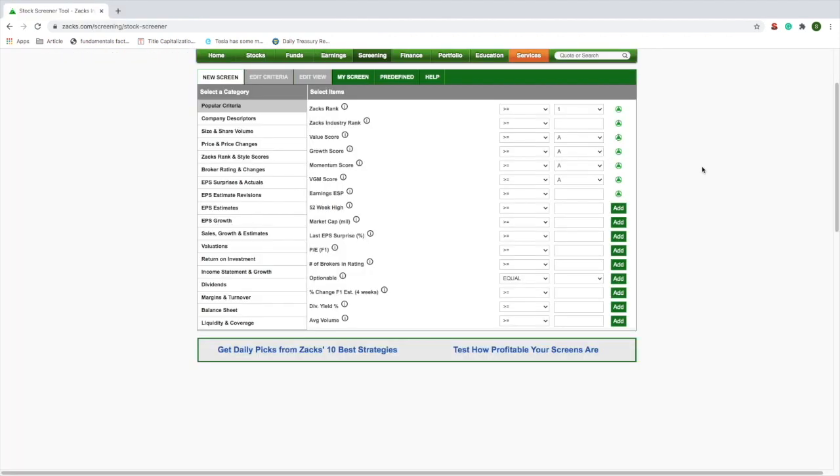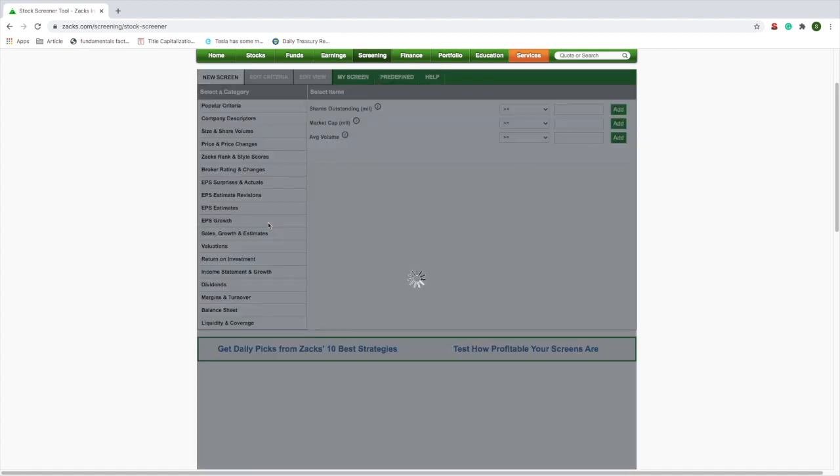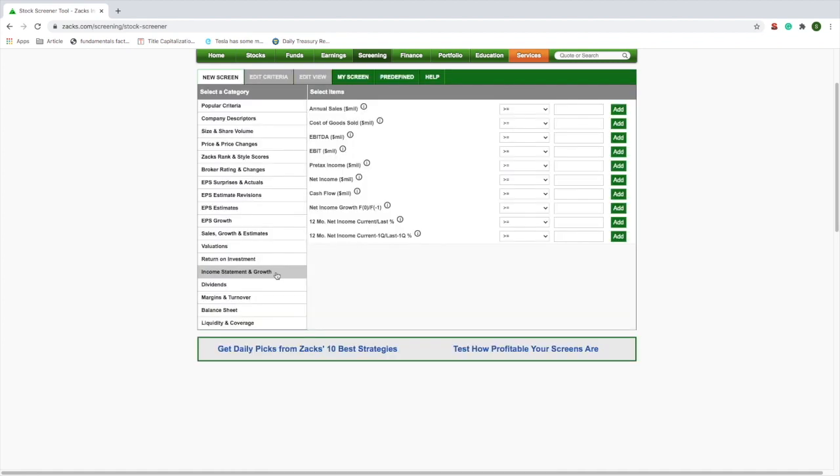So here I am on Zacks Stock Screener. The free screener offers superb functionality, and one of its best and most distinctive features is specifying the exact figure for stock screening. There are dozens of investing and fundamental business metrics, and this stock screener really gets down into the specifics of these different metrics. So as you can see here, if I go to size and share volume, we can choose different metrics based on the size and share volume, EPS growth, earnings per share growth, the same thing, income statement growth, and it really gets into the specifics of each stock.